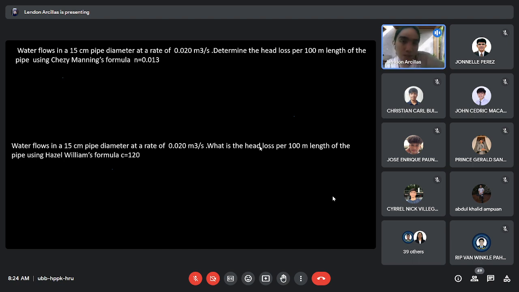So let's try to answer head losses in terms of Chesney Manning's formula and in terms of Hazen-Williams formula. Okay, again magdedepende yung formula ng head loss. Pag ang given is N, you'll use Chesney. Pag given yung C, you'll use William. Pag given is F, you'll use Darcy-Weisbach. Okay, let's write the given first.